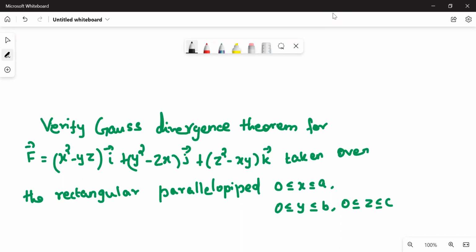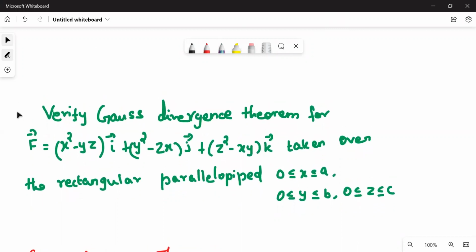In this video, we are going to see how to verify the Gauss divergence theorem for the given vector. So the problem is: verify Gauss divergence theorem for F = (x² − yz)i + (y² − zx)j + (z² − xy)k taken over the rectangular parallelepiped with x bounded between 0 to a, y bounded between 0 to b, and z bounded between 0 to c.